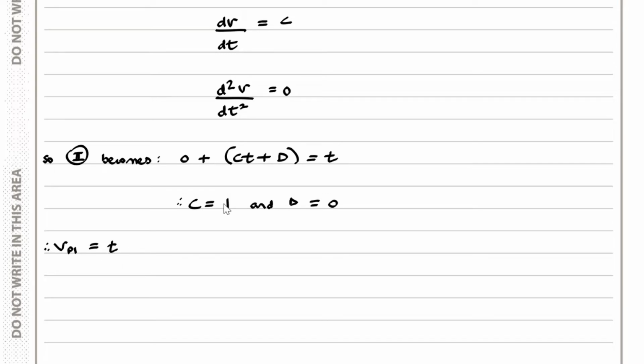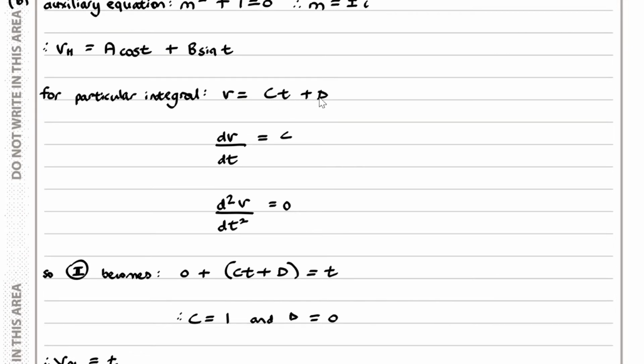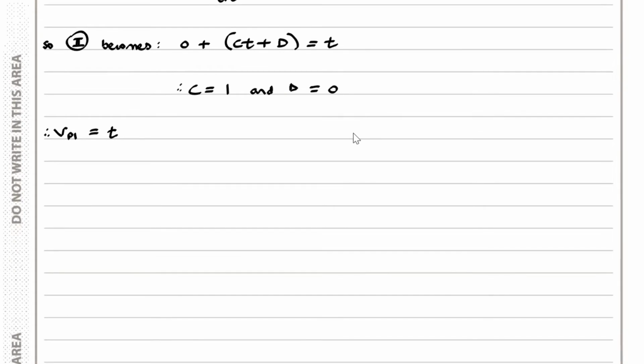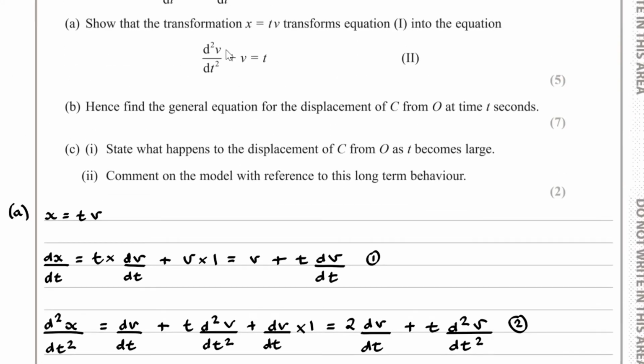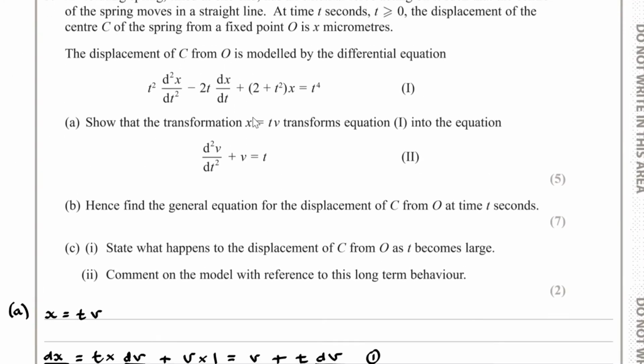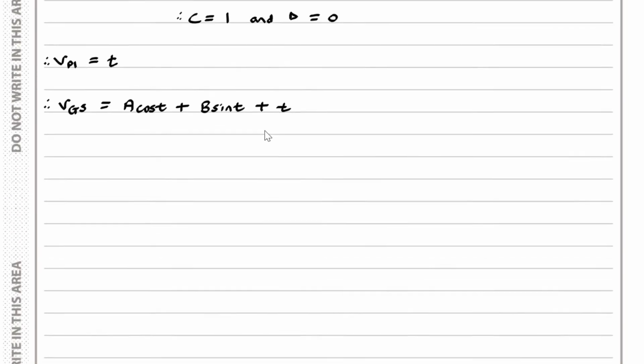Okay, so all we've just done over here is substituted c equals 1 and d equals 0 back over here. And therefore, the general solution, VGS, is equal to a times the cosine of t plus b times the sine of t plus t. And if you remember, the displacement of C from O is given by tV. We were told that in the question. So let's just write that down.